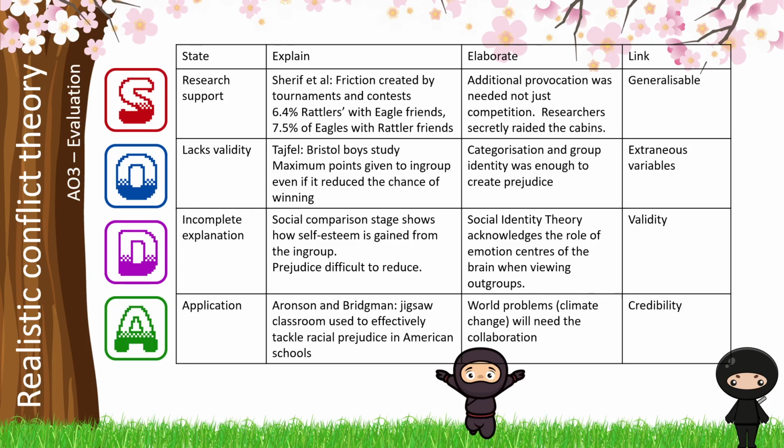So social identity theory acknowledges the roles of emotions when viewing in-groups. It's acknowledging the role of self-esteem, which is not present in realistic conflict theory, and therefore this alternative explanation is more valid.